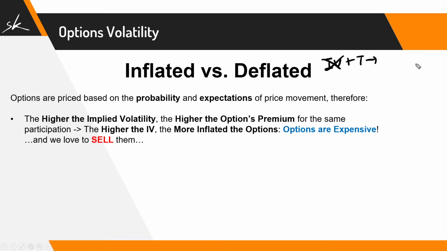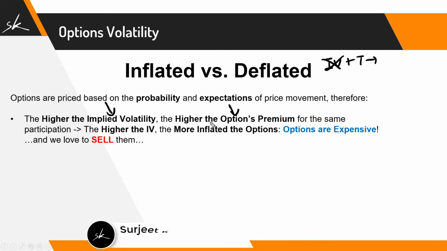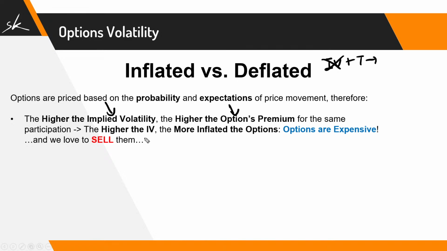So the more the implied volatility, the more expensive that option would be, so the higher would be the premium. The higher the implied volatility, the higher the option premium for the same participation, the same strike price, the same expiry. So the higher the implied volatility, the more inflated the option is, and this translates to the options being expensive. And as options traders, we would love to sell expensive options.